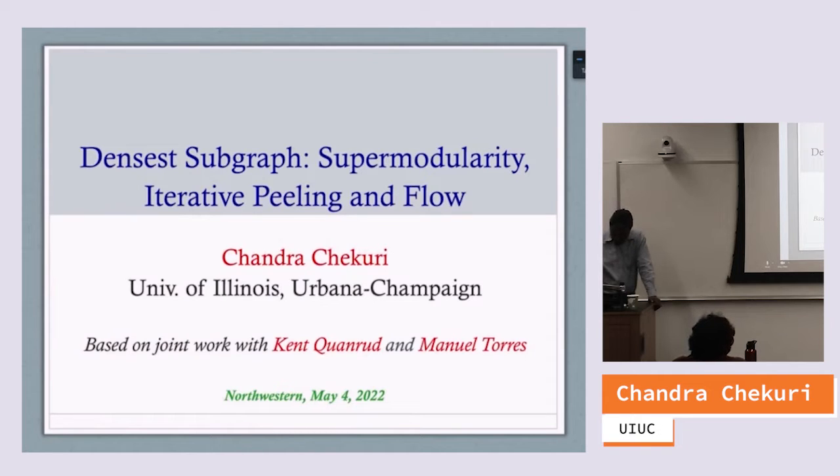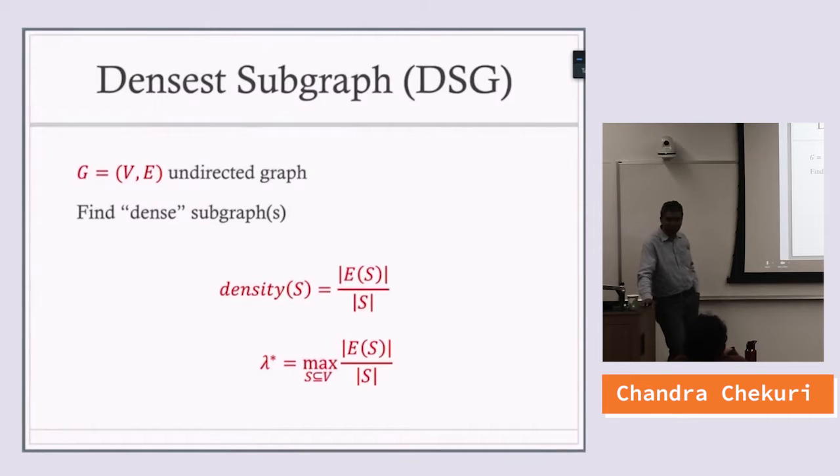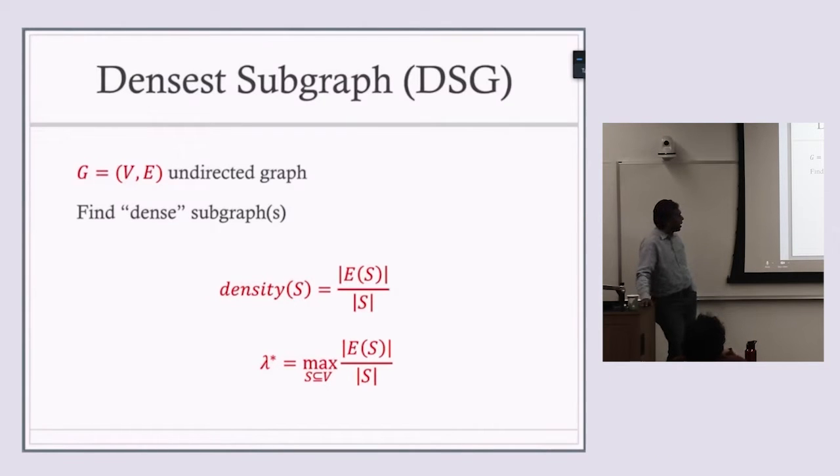So this is on the densest subgraph problem, and it's a very simple and old problem, right? It's mostly a theory audience, so the talk will be fairly focused on theory. So the problem is very simple. You're given an undirected graph. For the most part, we'll just think about unweighted, though many things extend. And we want to find some dense subgraph, right?